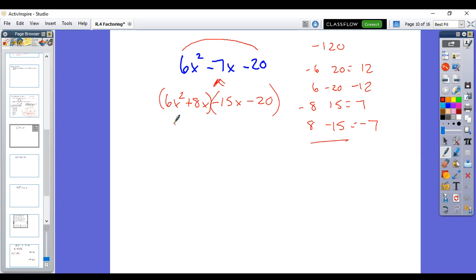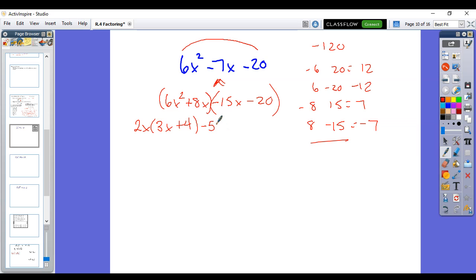All right, what can we factor out of this? What do they have in common? They have the number 2 and an x. 2 can go into both of them, and an x can go into both of them, leaving us 3x plus 4 right here. What can go into both of these? And we're going to take out the negative sign too. A negative 5.